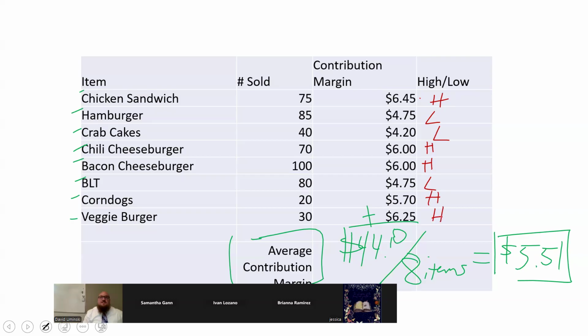Higher. So on the back side of our page, on the contribution margin side, go ahead and write your higher and lower. You don't have to write the whole word high or low. You can just write the H and the L. The last two columns have our contribution margins, high and low. At the very bottom where it says average CM, go ahead and put that $5.51 right there. That will help you remember how you got the high and low.